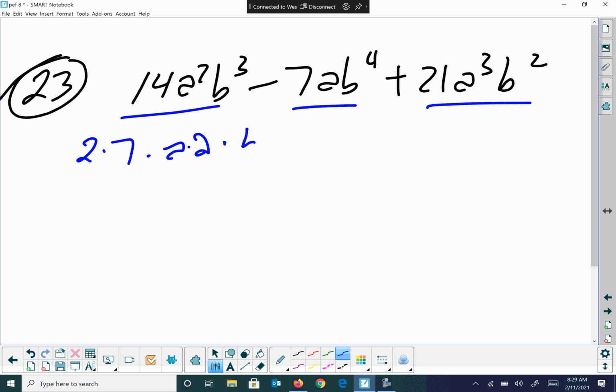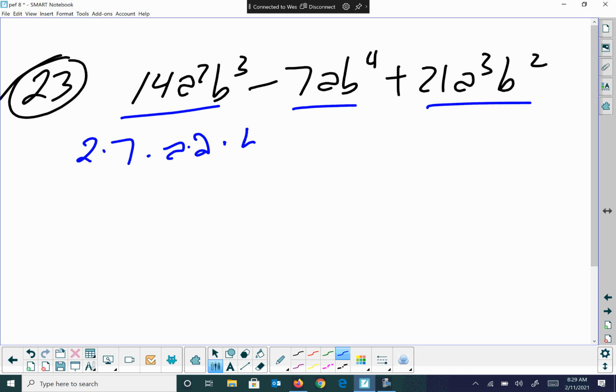My second term, minus 7 doesn't break down, times a times b times b times b times b. And then this one, 21 is the same thing as 3 times 7. Excellent. 1, 2, 3, 4, and then, okay.